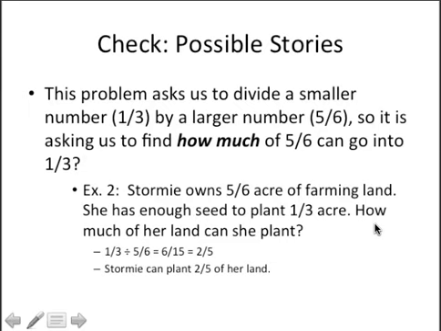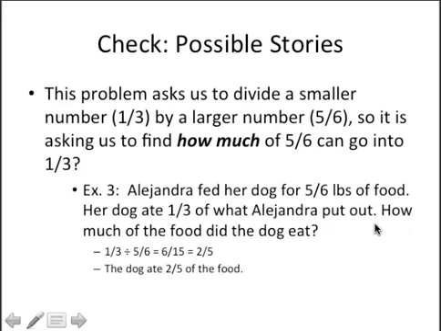Another possible story: Stormy owns 5/6 acres of farming land. She has enough seed to plant 1/3 acre. How much of her land can she plant? She can plant 2/5 of her land. Alejandra fed her dog 5/6 pounds of food. Her dog ate 1/3 of what Alejandra put out. How much of the food did the dog eat? The dog ate 2/5 of the food.